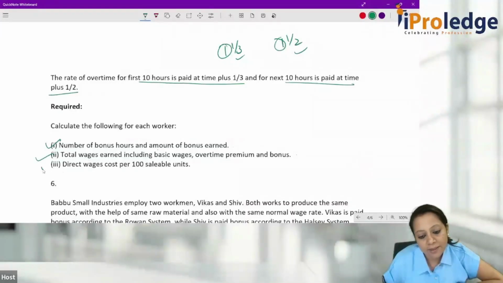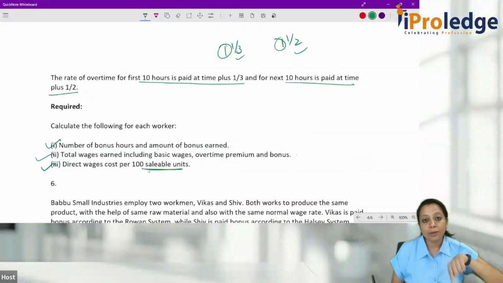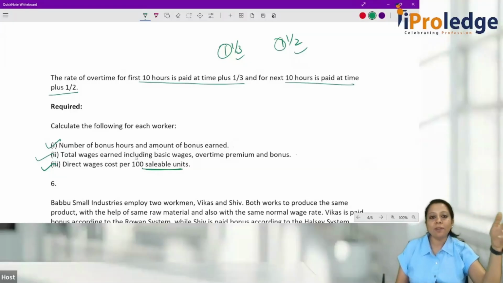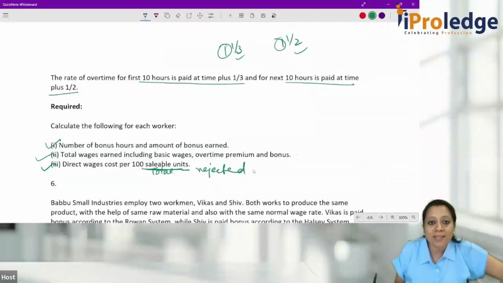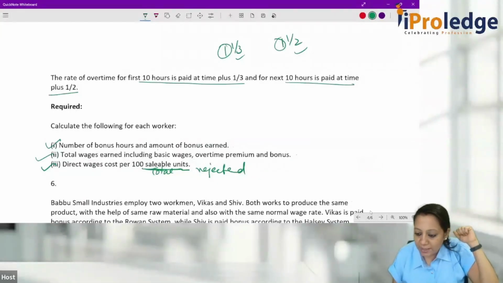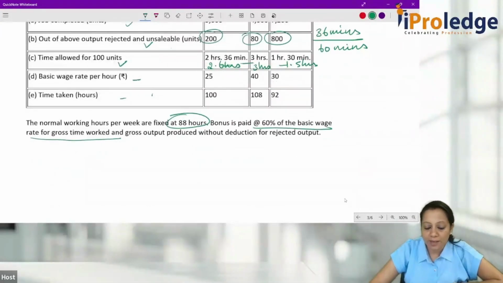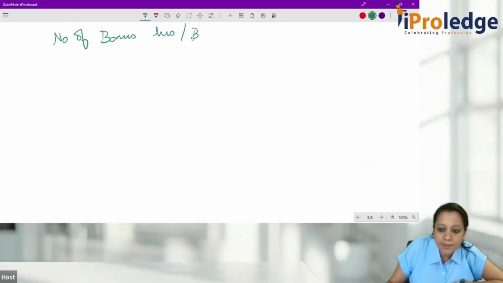Direct wages cost per 100 saleable units. Here only we will use the rejected output. How will we use it? Very simple. Take total units minus the rejected units, that is saleable. I will use that in point number 3, until then I don't use it. Shall we start doing one by one? So it is going to be number of bonus hours and bonus earned. We are going to do the calculation for the same.